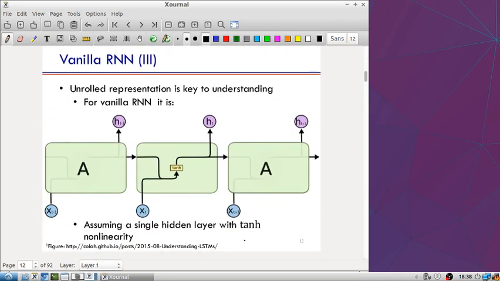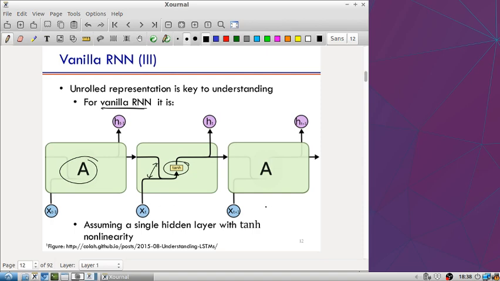Given that, this is the vanilla RNN. The A box is nothing but two vectors getting concatenated and passing through a tanh nonlinearity. So there's one layer of neural network, which means that there's a vector.